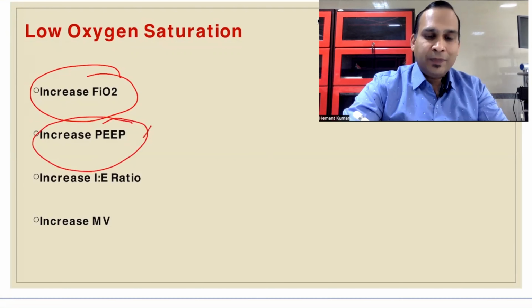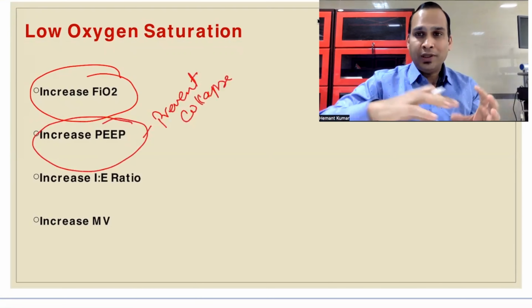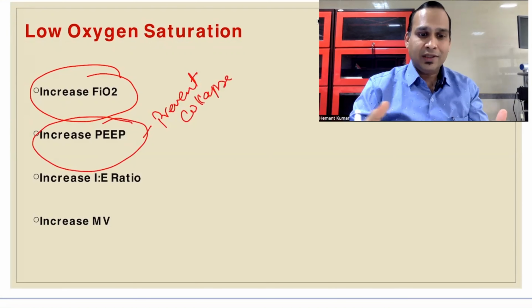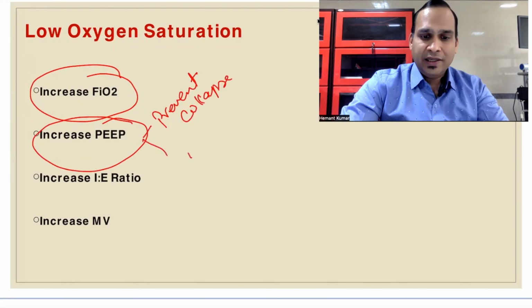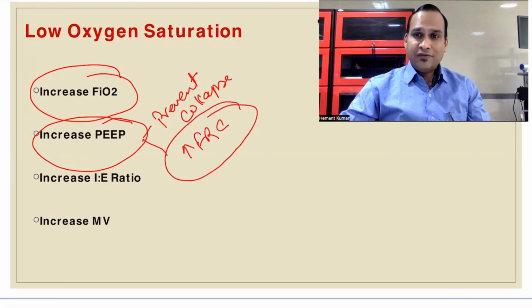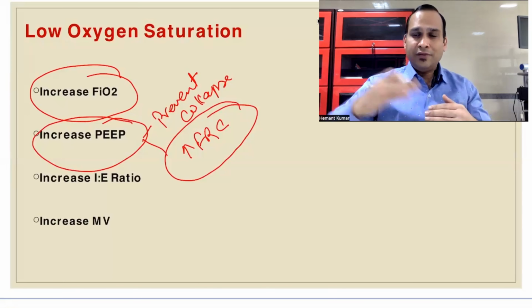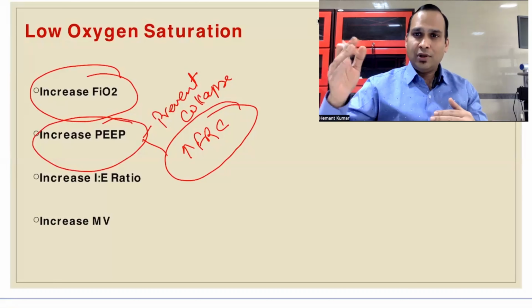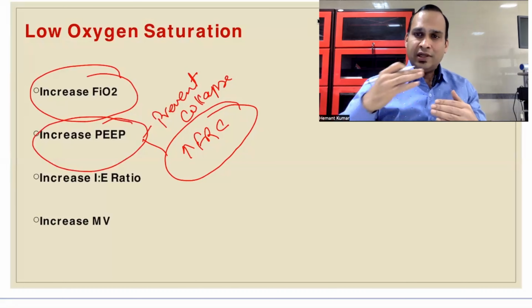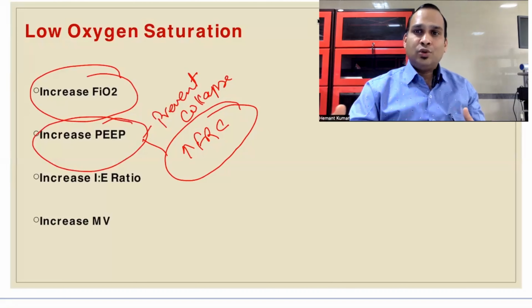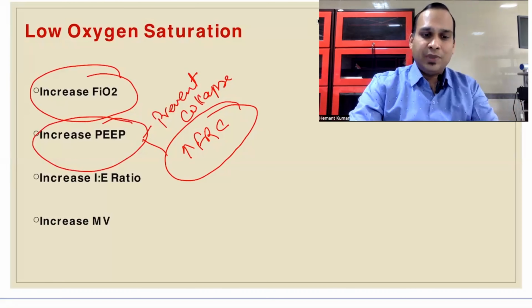How? Because it prevents collapse of alveoli, as seen in ARDS, or it can open collapsed alveoli by keeping PEEP. Second thing, it increases FRC, functional residual capacity. FRC is the amount of gas which is there after normal expiration. So more FRC means there is more air, more oxygen for alveolar membrane oxygenation. So if we increase FRC, we increase oxygenation. So to get more oxygen, we can increase PEEP.